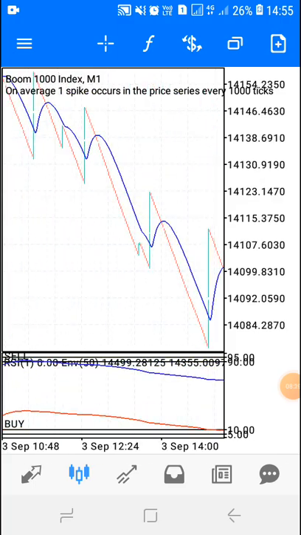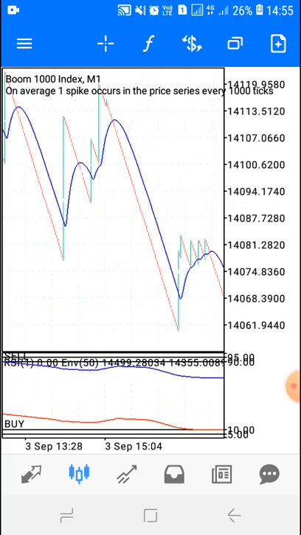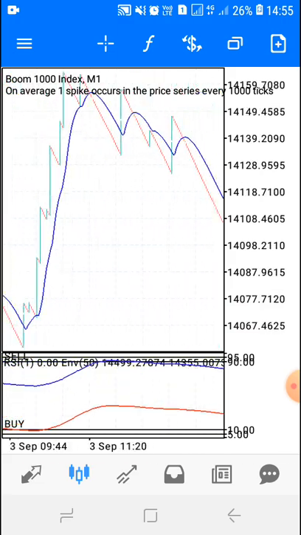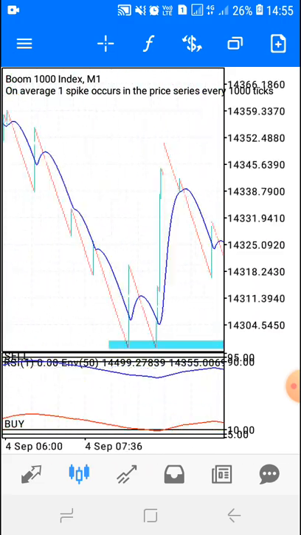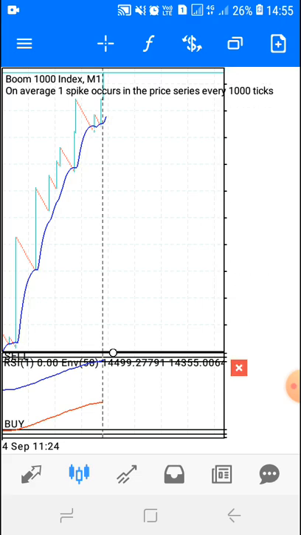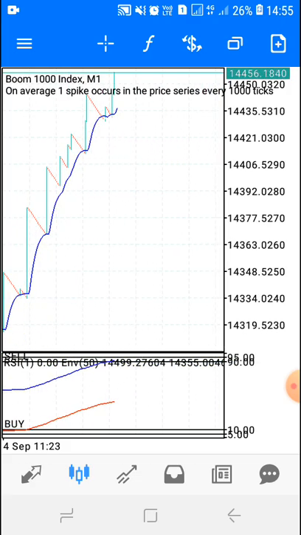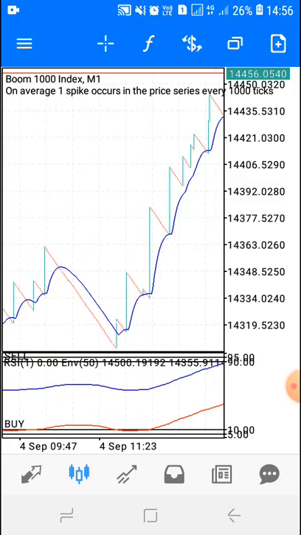Now you need to be cautious before you take your entry. Make sure to drag your screen to the left and right to check that the market isn't moving, that the envelopes aren't moving. Let me just drag my screen. All right, the envelopes aren't moving. Now what are we waiting for? We're waiting for the crossover. As soon as Boom 1000's small candles cross over the alligator, what are we going to do? We're going to sell.